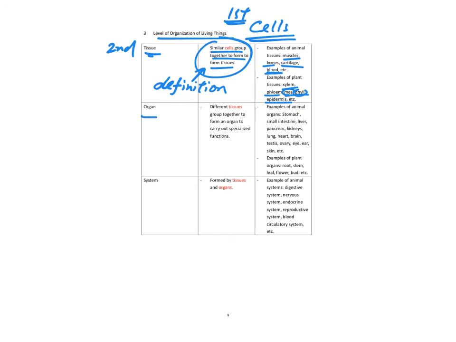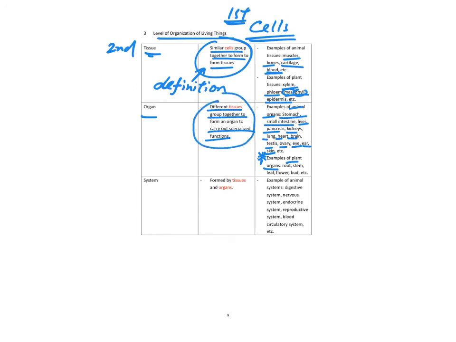Organ has the definition of different tissues grouping together to carry out a specialized function. For example, the stomach, small intestine, liver, pancreas, kidney, lung, heart, brain, testis, ovary, eye, ear, and skin are examples of animal organs. And you might focus on trying to remember, though it's a little more difficult, the plant organs because you are less familiar with them.